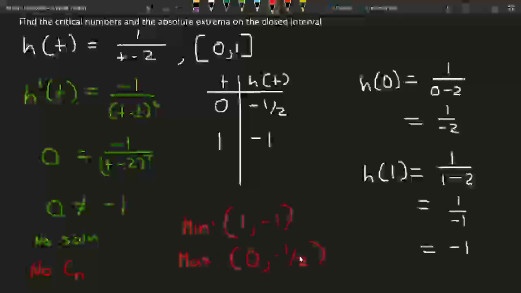So to sum up and review for this, there were no critical numbers because h prime of t could not equal 0. And also h prime of t could not exist, or h prime of t could be undefined at t equals 2. However, it would not be a critical number because t equals 2 was undefined. And the minimum was 1 comma negative 1 and the maximum was 0 comma negative 1/2.